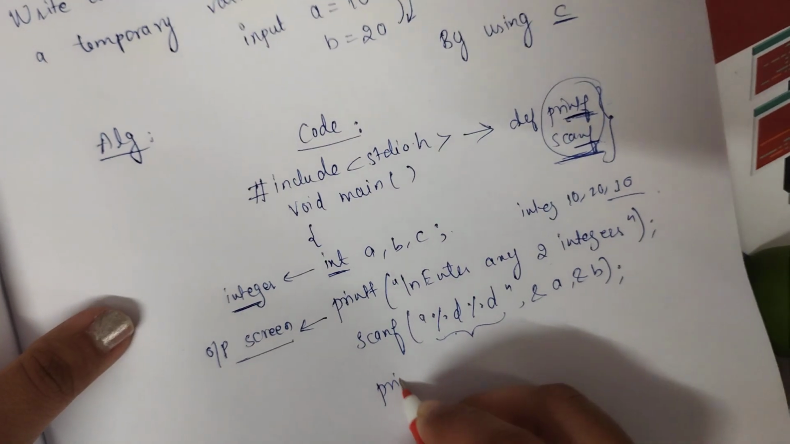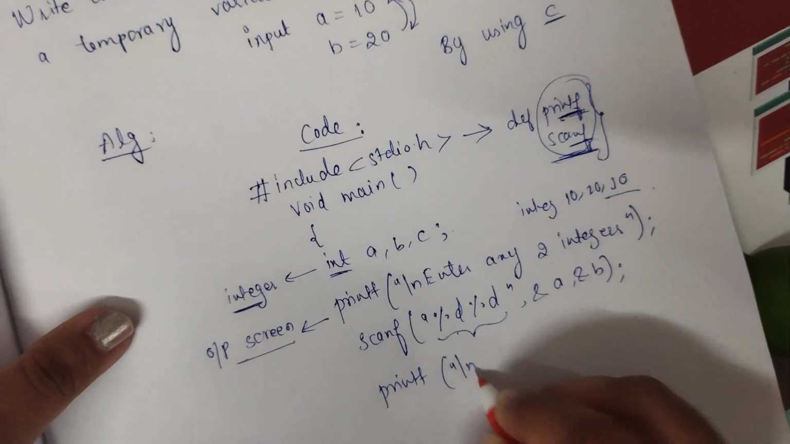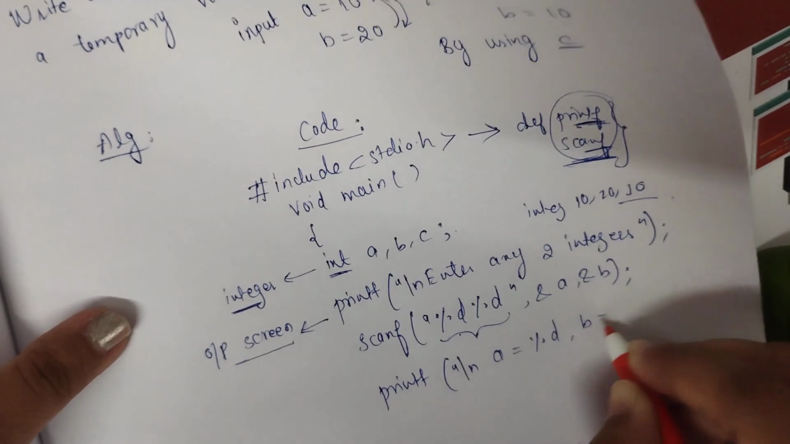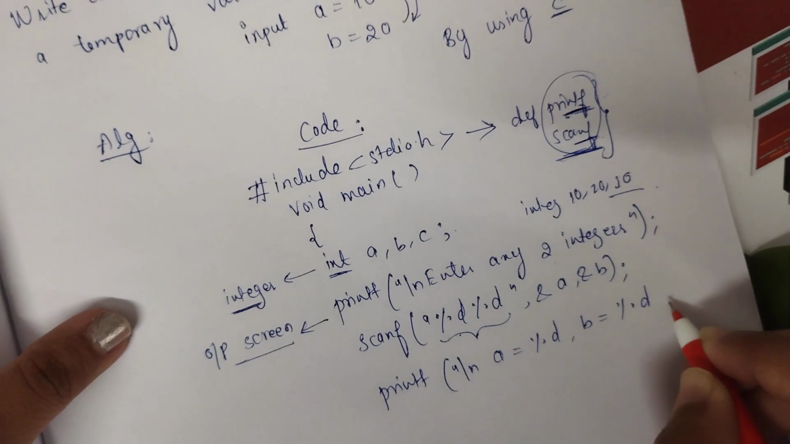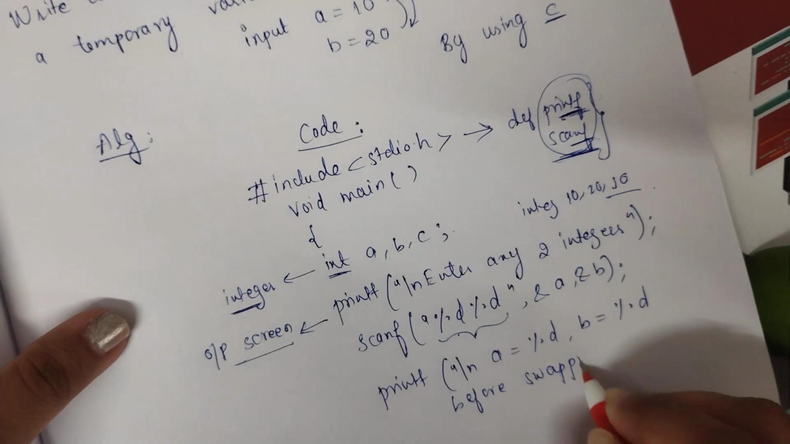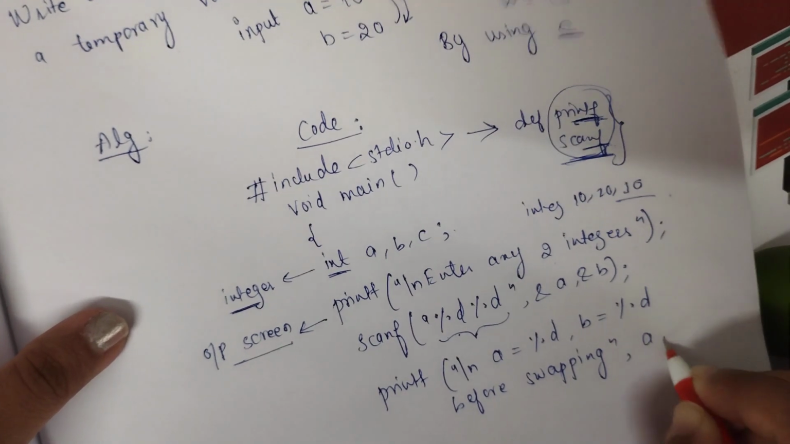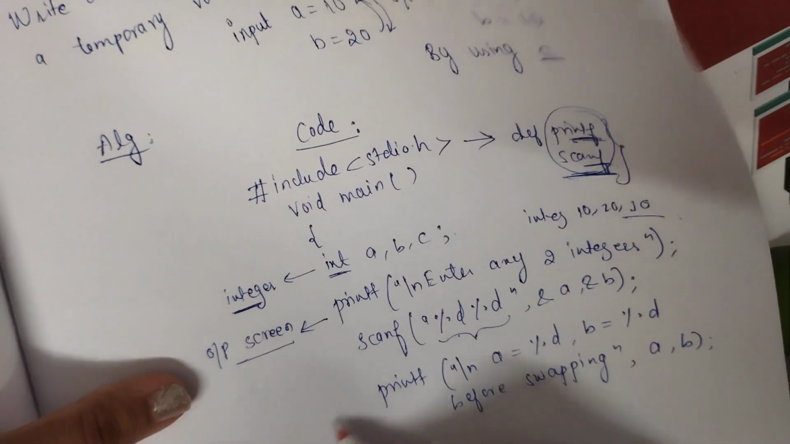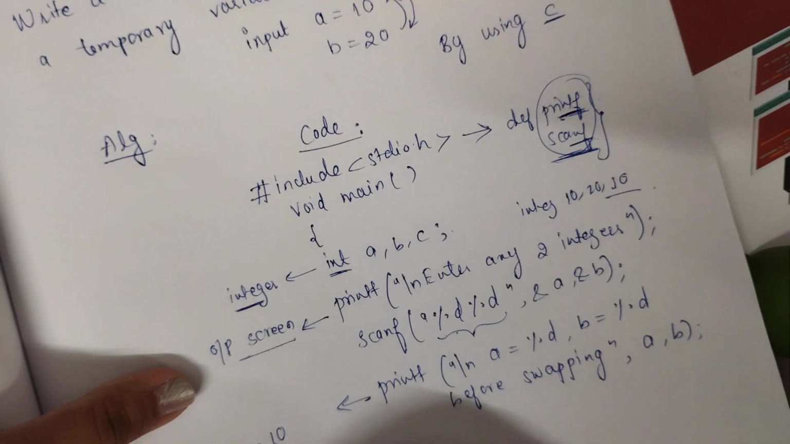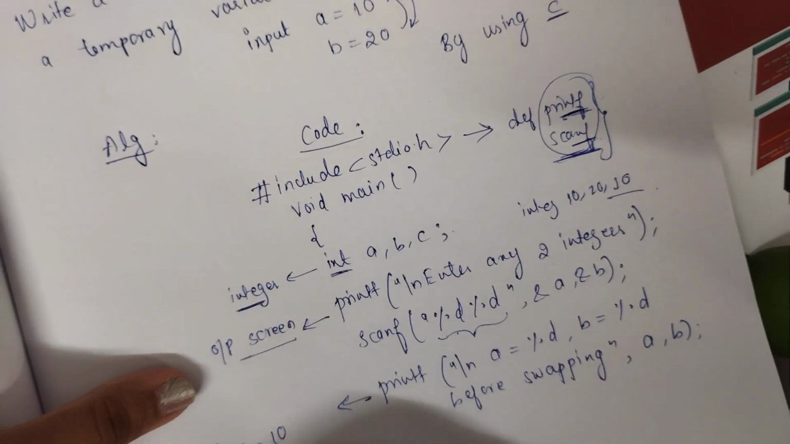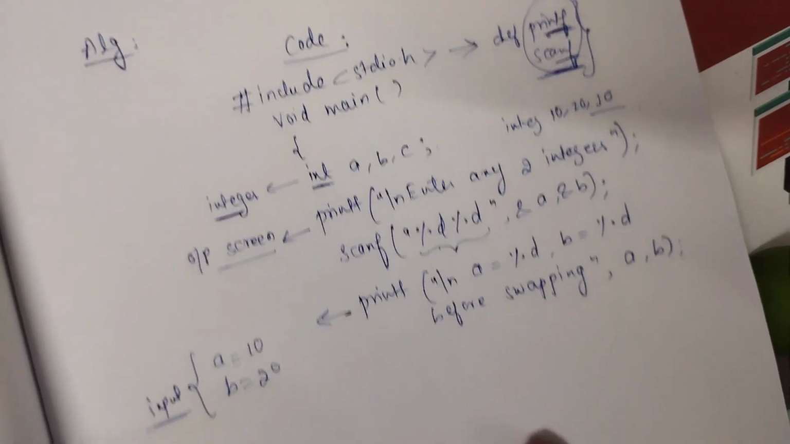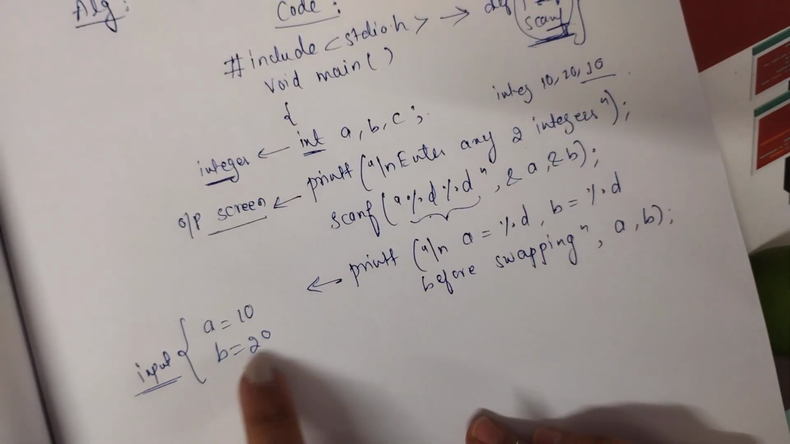Then printf a equals percent d, b equals percent d before swapping, a comma b. So before swapping we should get a is 10, b is 20. This is our input, so on screen we are displaying our input a equals 10, b equals 20.